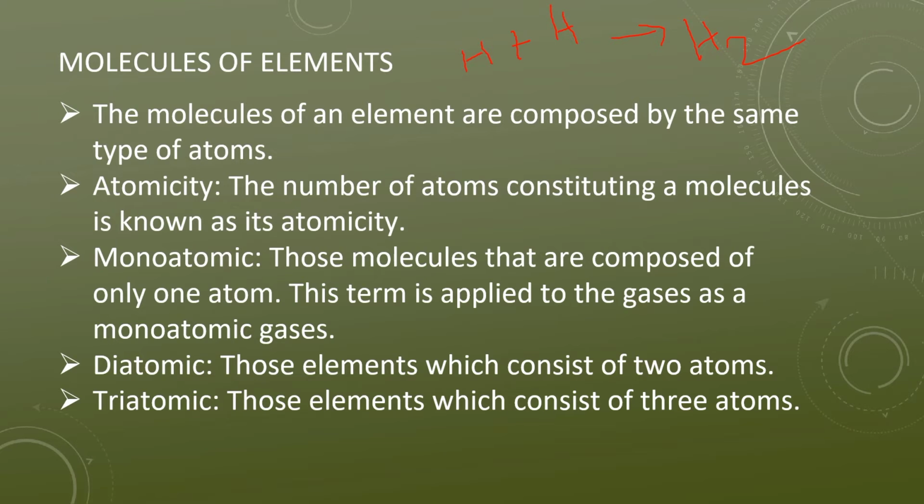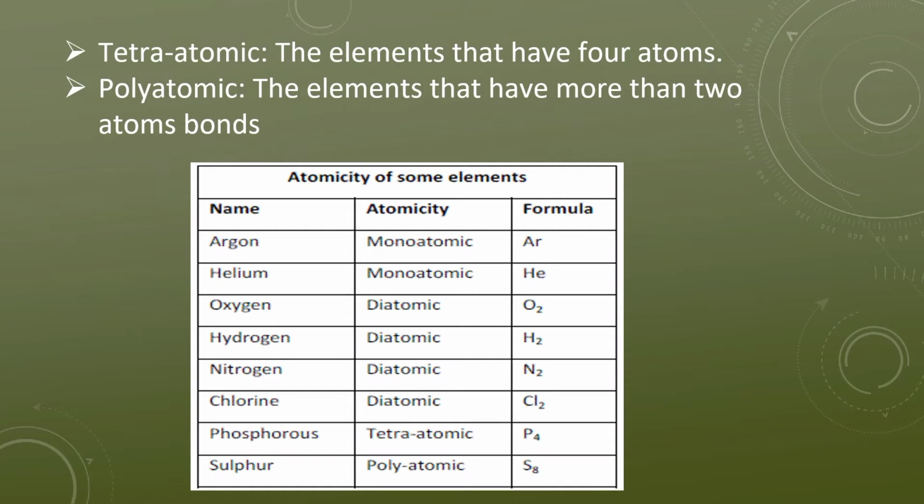So such types of elements are called diatomic. Why? Because two hydrogen atoms are combining to form hydrogen gas. Those elements which consist of 3 atoms are called triatomic, and these triatomics are totally unstable again. Similarly, we have tetraatomic. What is it? If the element has 4 atoms, it's called tetraatomic.